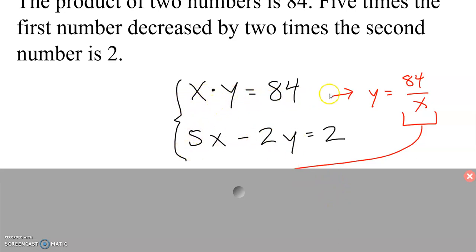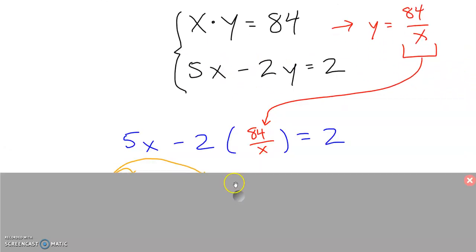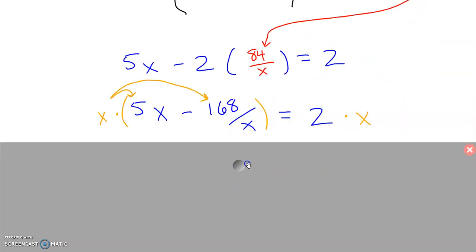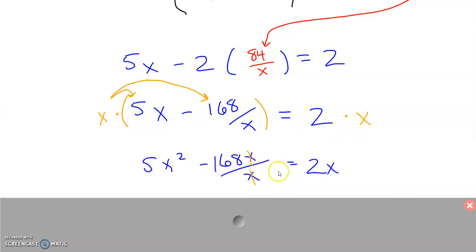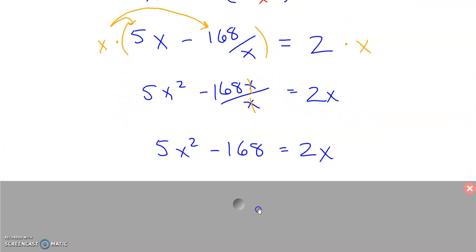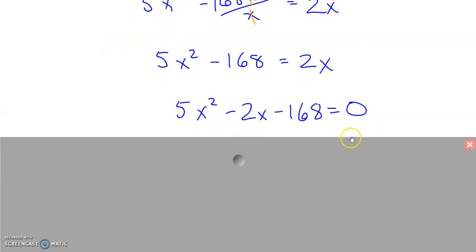So what I'm going to do is solve this for y and get 84 over x, and I plug that in to this equation here. And then I'm going to solve this in a very similar way to the previous one. I multiply everything on both sides by x to get rid of the fraction. You can see there, that becomes 1, and I get this. I then subtract 2x from each side to get this.